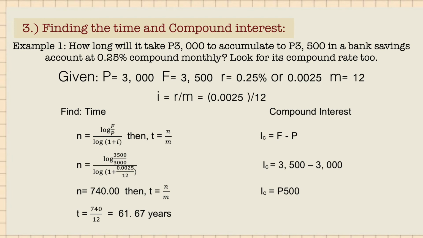Then it equals N equals 740.00. Then T equals N over M. So that's T equals 740 over 12. It equals 61.67 years.